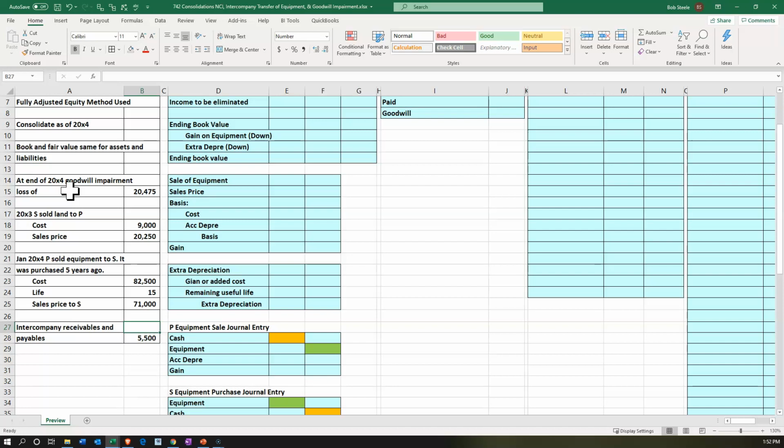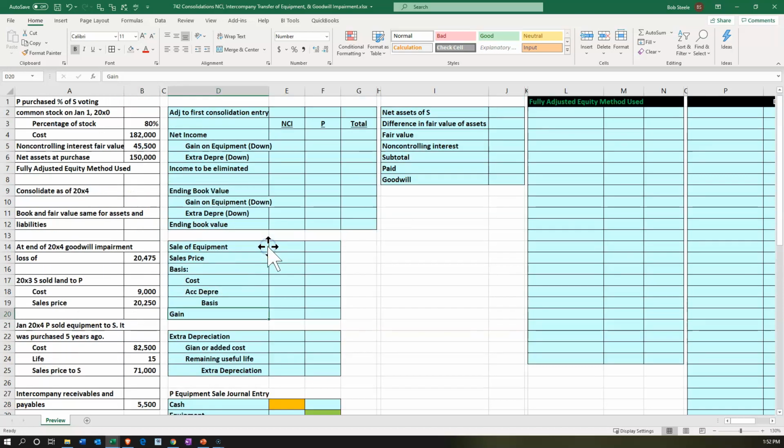Intercompany receivables and payables. There's an intercompany payable and receivable on the books, $5,500. We've dealt with that in the past, so we will deal with that again here. That's one of the easier things to do, hopefully.